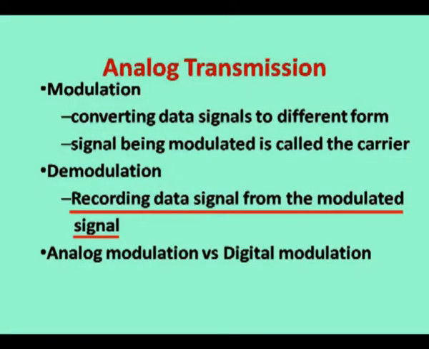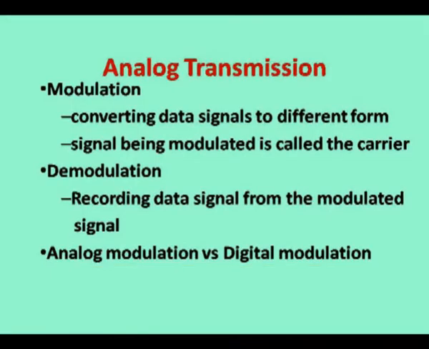Demodulation. What is demodulation? Demodulation is the reverse process. That is, you now have to recover the data signal from the modulated signal. So recovering the data signal from the modulated signal will involve taking that modulated signal, doing some operation on it so that you are able to get back the data signal. So this is what we need to do.